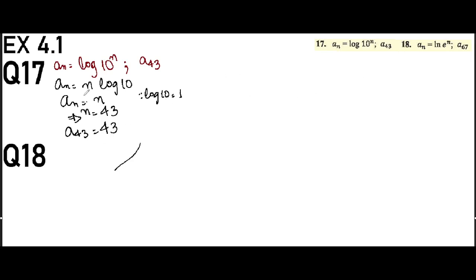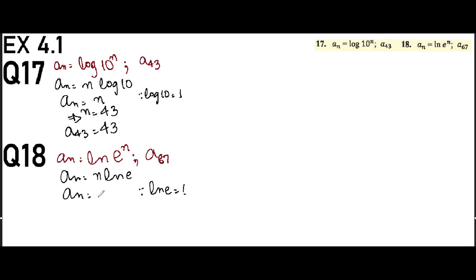Now question number 18 is a_n equals ln e raised to the power n, and we have to find the 67th term of this sequence. Again, n comes in front because this is the property of log, that whenever there is a power, it comes in front of the log. So a_n equals n ln e. Ln e is equal to 1, so a_n equals n into 1. Now n is 67, so a_67 equals 67.